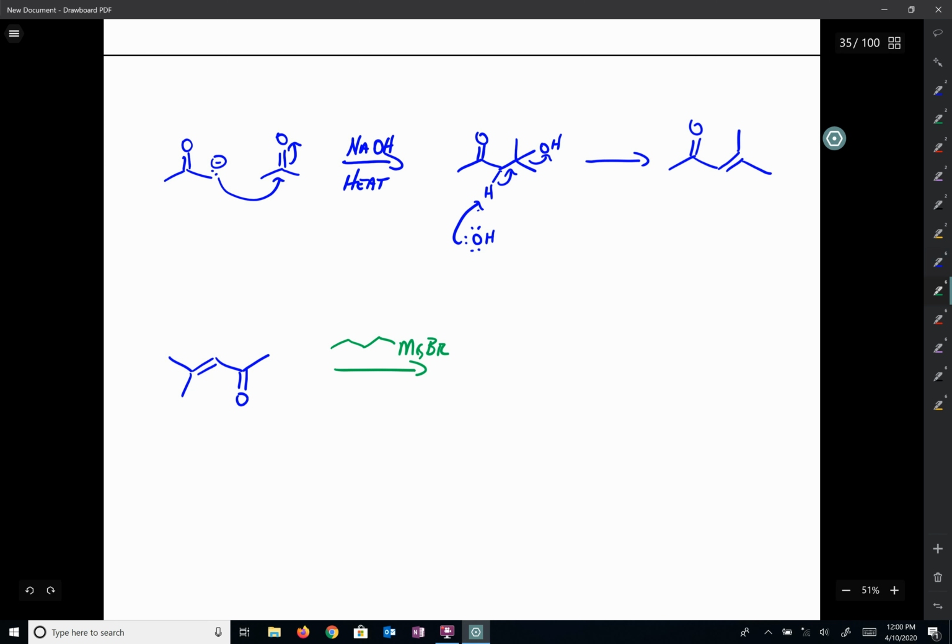But what's going to happen is we will end up having the Grignard attack at the carbonyl carbon, right? And if we finish up with an acid workup, there's going to be our product, okay? All right, nothing too unusual there, right? We've seen this happen before, okay?